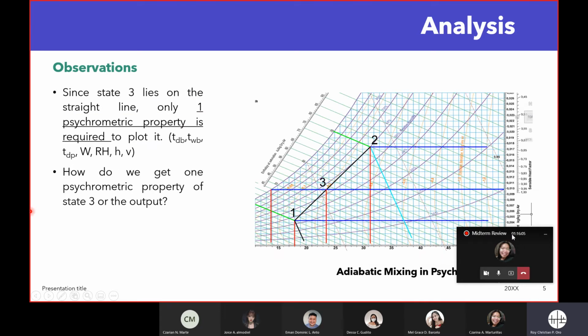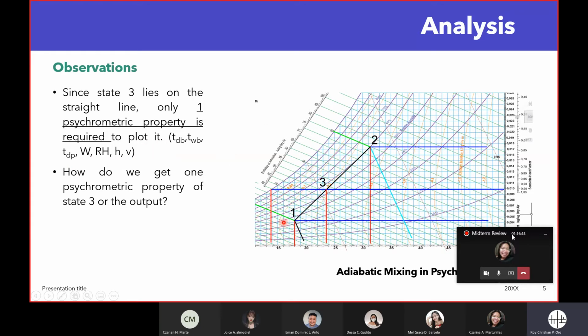So if we take a look at the adiabatic mixing process now on a Carrier psychrometric chart, since state 3 lies on the straight line that connects 1 and 2, only one psychrometric property is required to plot it. Again, only one psychrometric property is required. And what are these properties? We have the dry bulb temperature, wet bulb temperature, dew point temperature, specific humidity, relative humidity, specific enthalpy, and lastly, the specific volume.